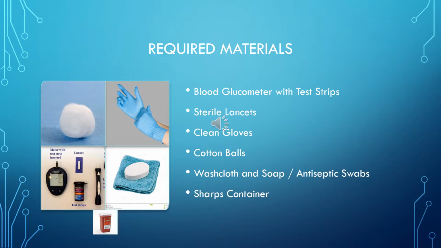Sterile lancets, those are needed to pierce the skin. Again, they might differ some as far as manufacturer, but the end result is the same. We need clean gloves. We need cotton balls. We'll need either a washcloth and soap or an antiseptic swab. And then we also need a sharps container for our sharps as well as a regular refuse container for the rest of the discarded items that we'll be using.